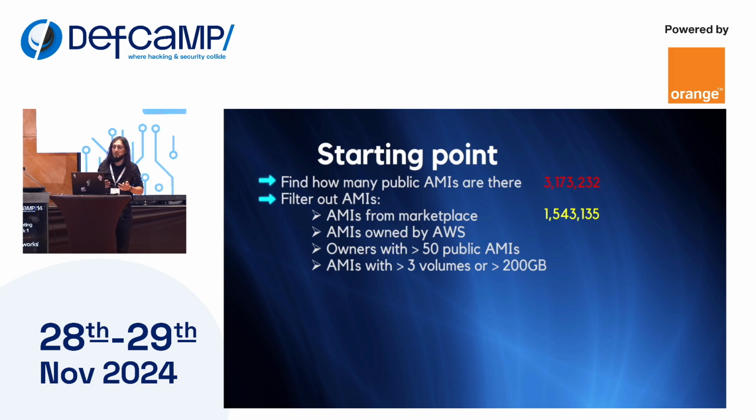A lot better, but still a number too high for us to scan all the images. So we further removed AMIs owned by AWS. This left us with 1 million. Still a big number. And analyzing the data, we noticed that there were some AWS accounts with thousands of public AMIs. And we figured that these owners most likely are some kind of unofficial publishers of AMIs. So we did a trade-off, and we removed any owner that had more than 50 public AMIs in their account.